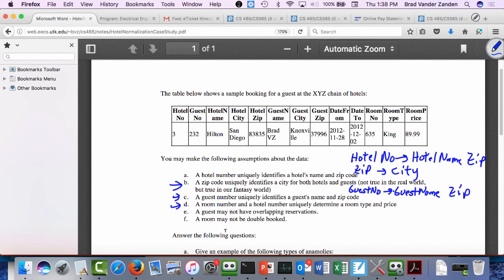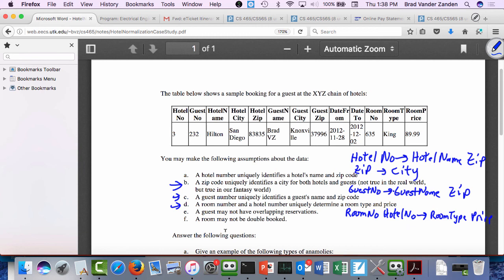D, a room number and a hotel number uniquely determine a room type and price. So this is real nice, right? Each one is actually giving us a functional dependency. Okay, that's price. I know it's hard to read on the right-hand side. That says determines room type and price.